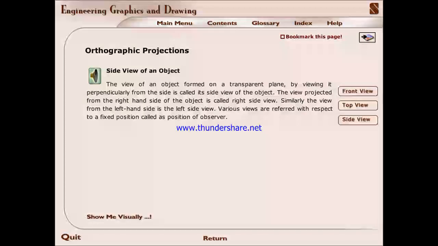Side view of an object. The view of an object formed on a transparent plane by viewing it perpendicularly from the side is called the side view of the object. The view projected from the right-hand side of the object is called the right side view. Similarly, the view from the left-hand side is the left side view. Various views are referred to with respect to a fixed position called the position of the observer.